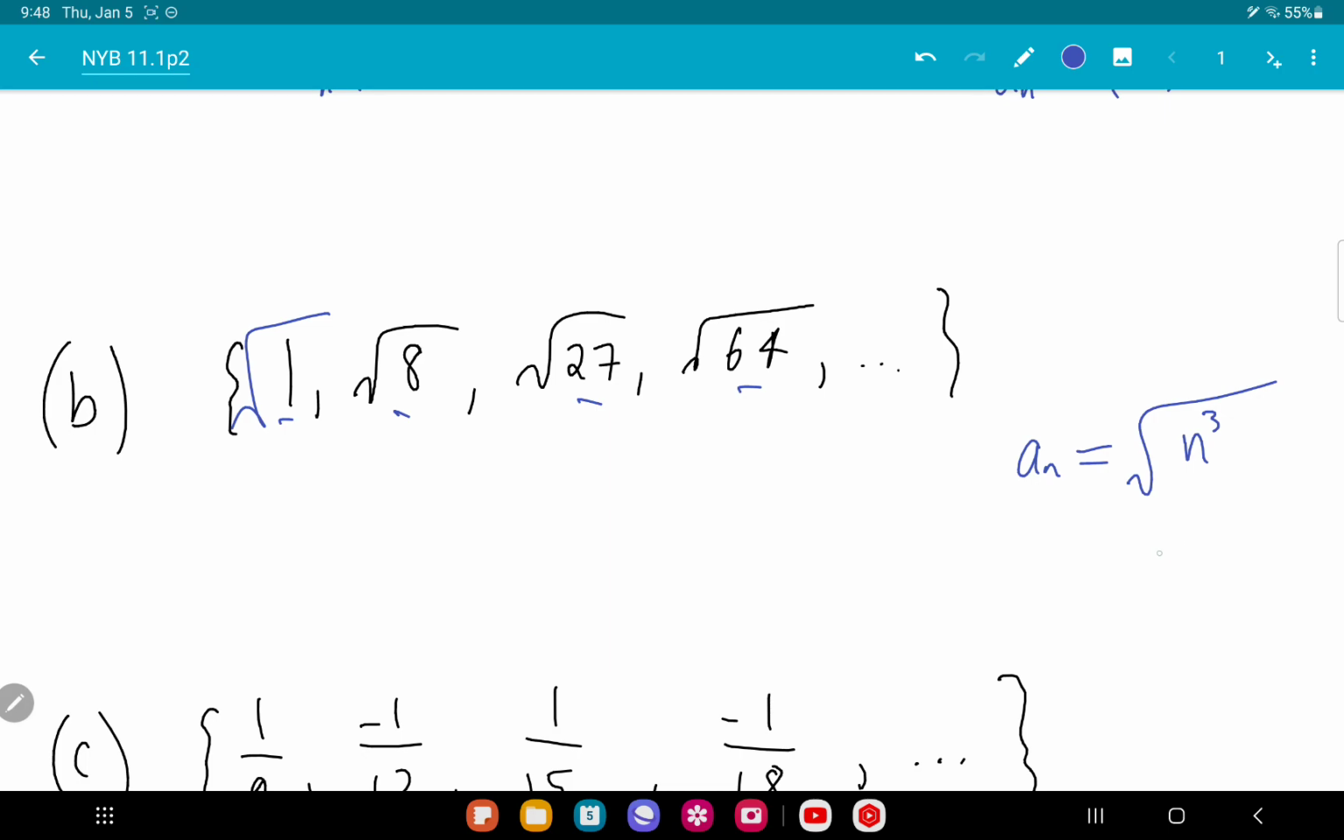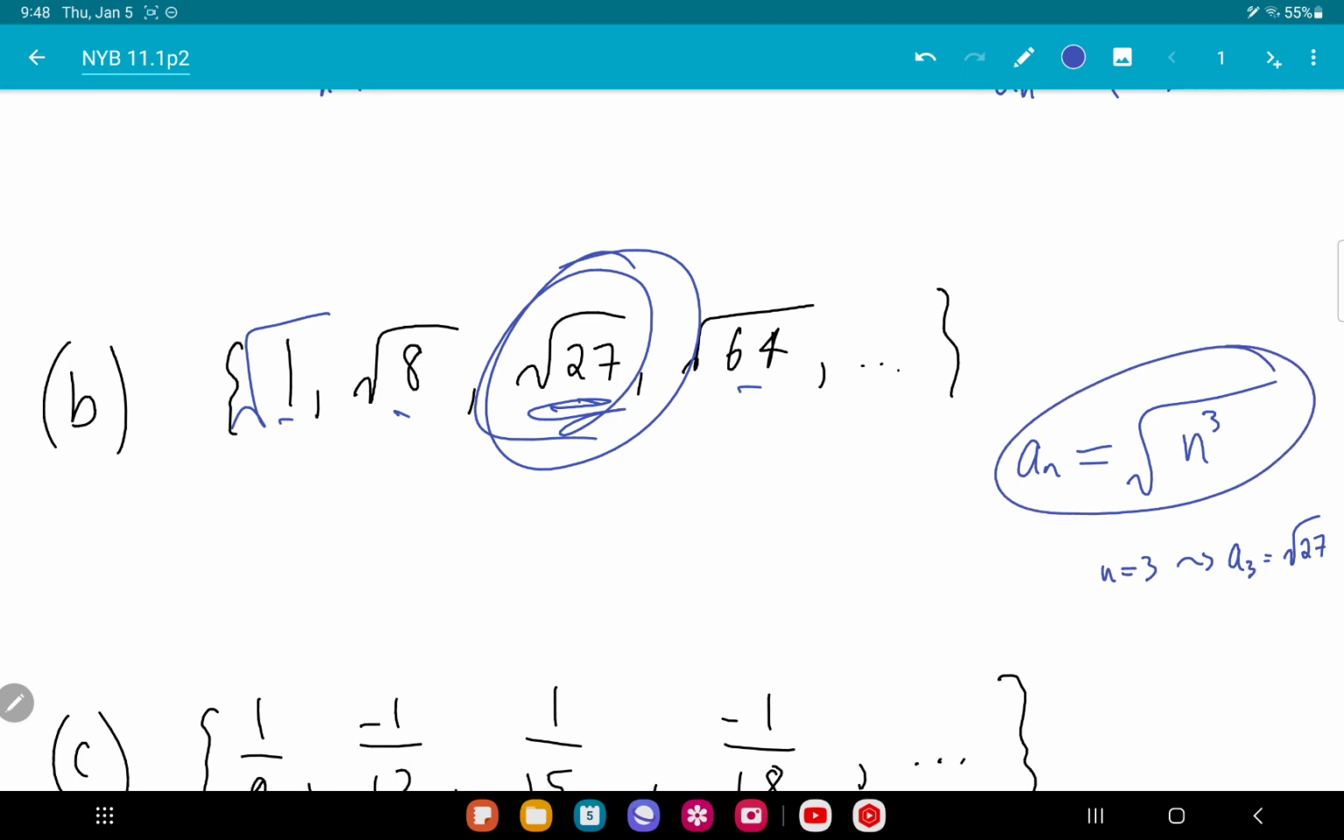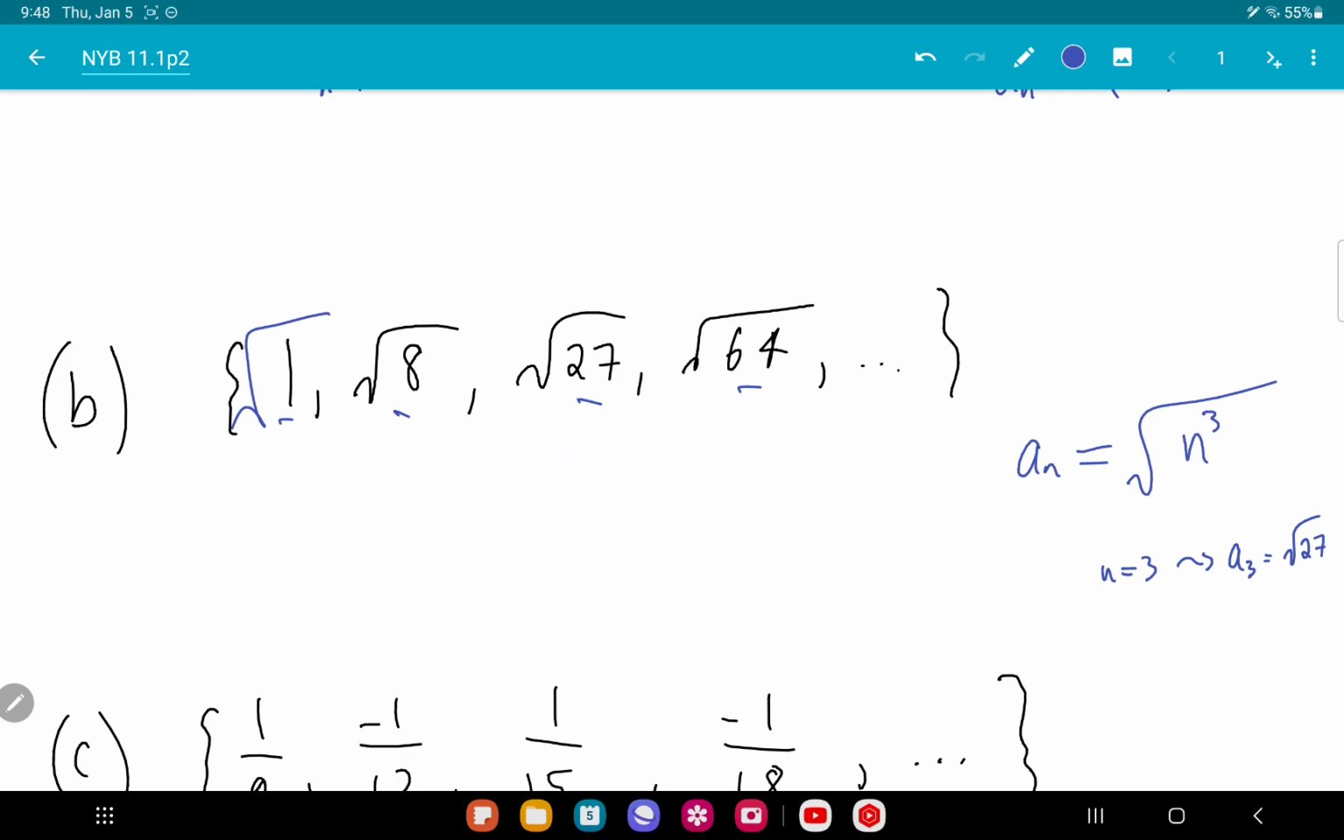So there's my guess. Now I'll check. So I'll say n equals 3 would give me a 3 is equal to root of 27, and that is indeed what I get right here. So here's my guess, and down here I did a little bit of check, and I can check some more to convince myself if necessary.